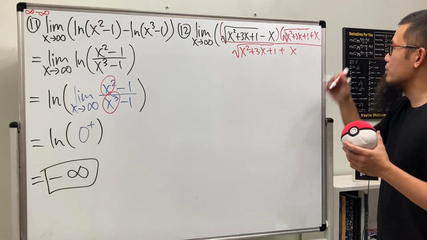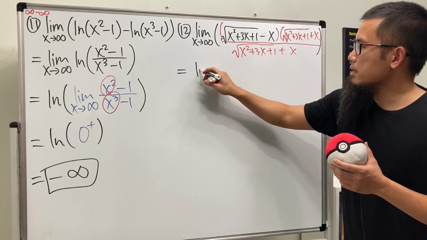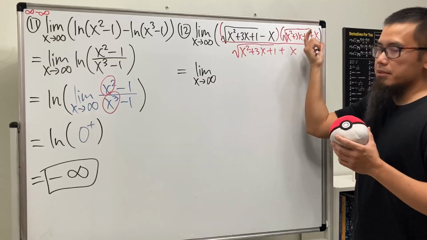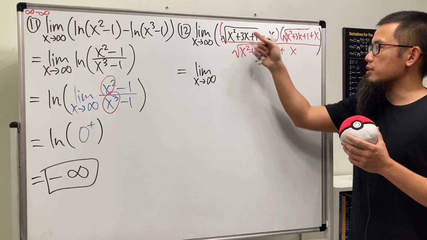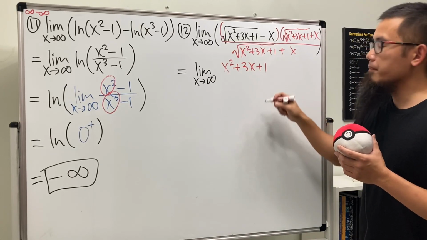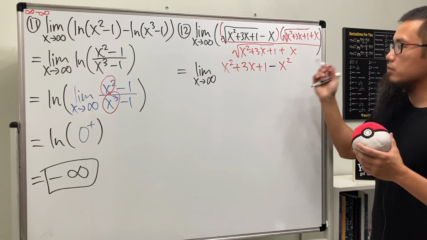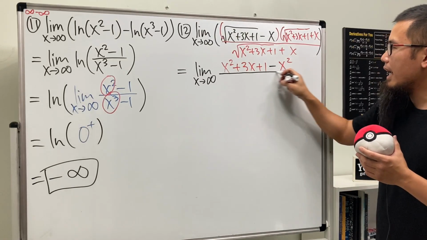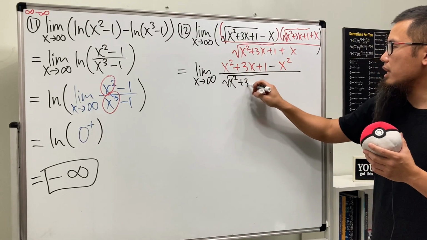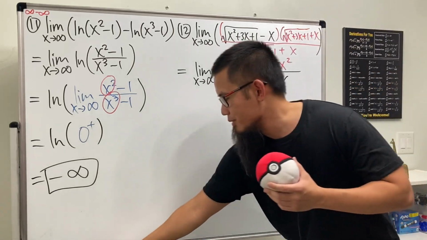So that's pretty much all we have. Now let's put on the parentheses. Okay, people, here we have the limit as x approaching infinity. When we do this times that, we just do this thing squared, which is just the inside, x squared plus 3x plus 1. And then we minus this thing squared, which is going to be x squared. So that's what we have. And then divided by the square root of x squared plus 3x plus 1, and then plus x. So far, so good.